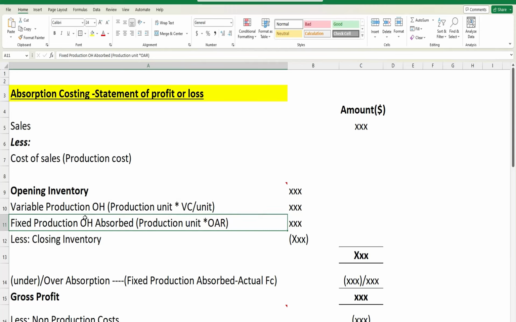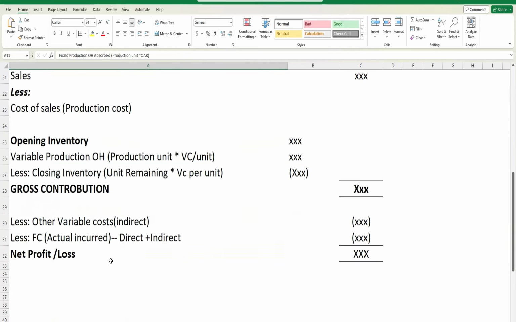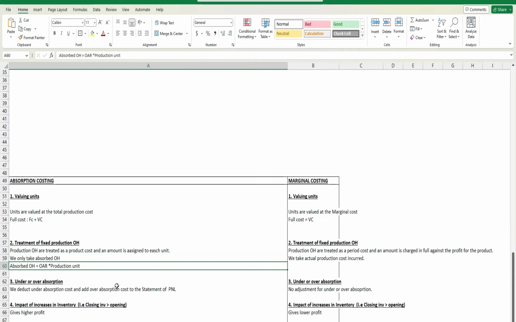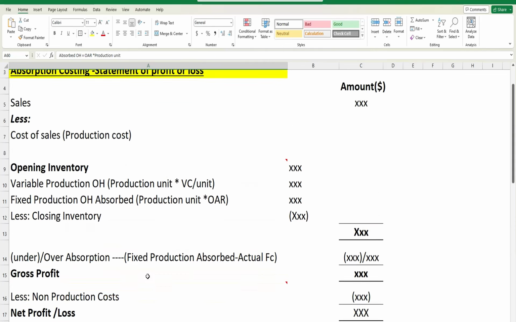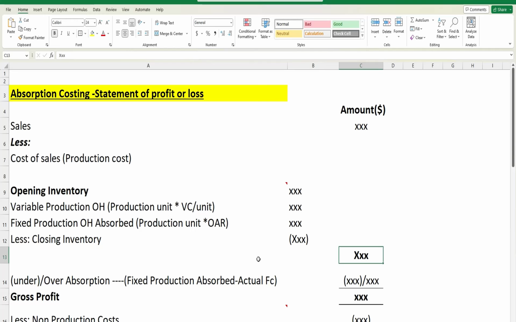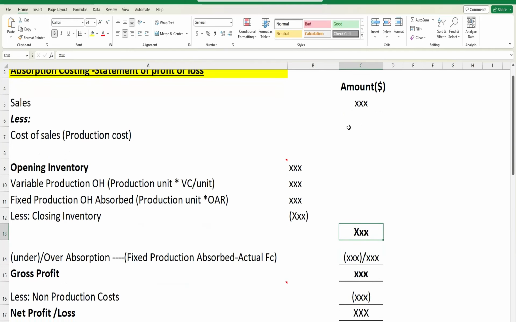Here we will take the absorbed one. How will we calculate the absorbed one? Production units into OAR. I have already explained the formula of OAR when I was describing the difference, so just go and watch my video. Then we deduct the closing inventory, and again it will be valued at full cost, that means fixed cost plus variable cost. Then we deduct it from our sales.